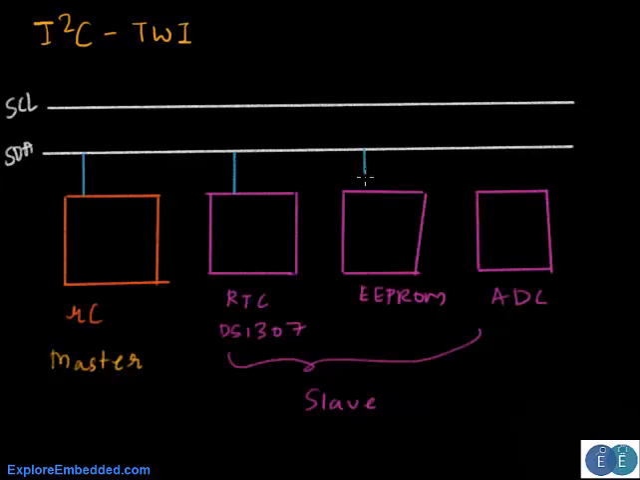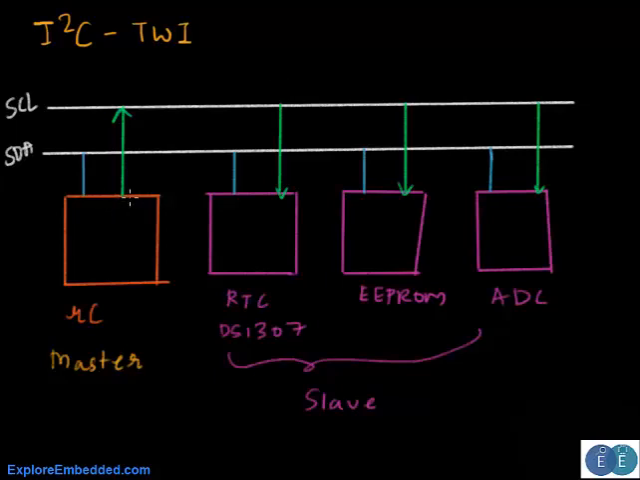So the data line is connected to all of these devices, and then we have a clock, and the clock is generated by the master. At one point in time, there is only one master controlling the bus, and the clock is generated by the master, and it is received by all the slaves. Right.